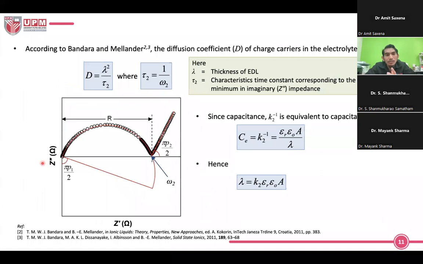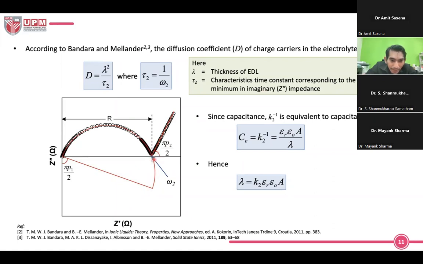So basically, according to Bandara and Mellander, the diffusion coefficient of the charge carrier in the electrolyte is given by lambda squared divided by tau 2. Lambda squared here is the thickness of the EDL layer, and tau 2 is the characteristic time constant corresponding to the minimum in imaginary impedance, which is at this point. If you can see here, this is the tilted spike. From the lower frequency, it increases, then goes down, and increases back, and then it forms a depressed semicircle. So the value of tau 2 is the reciprocal of omega 2, which is at this point.